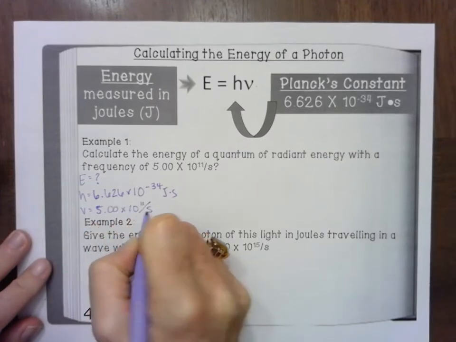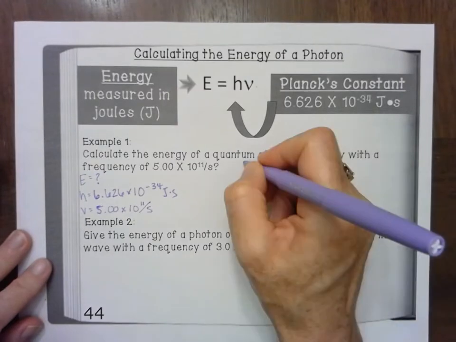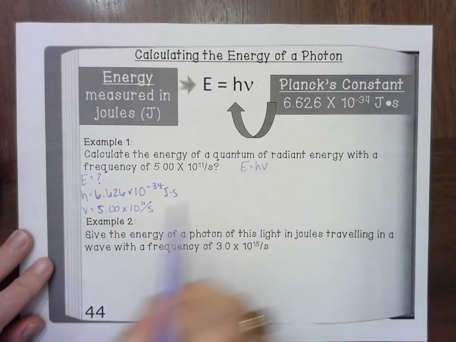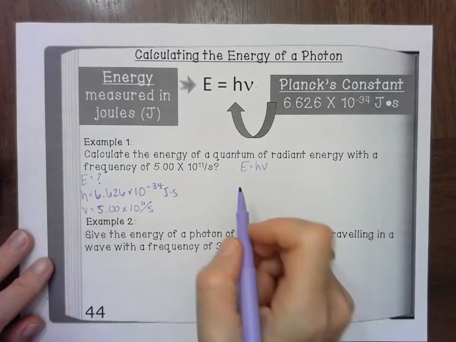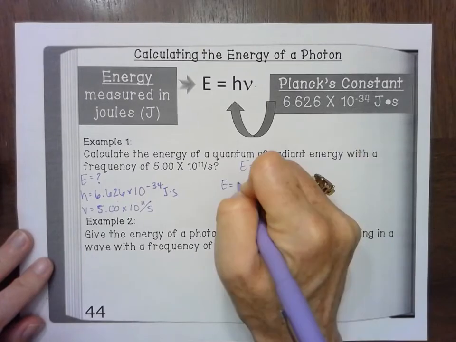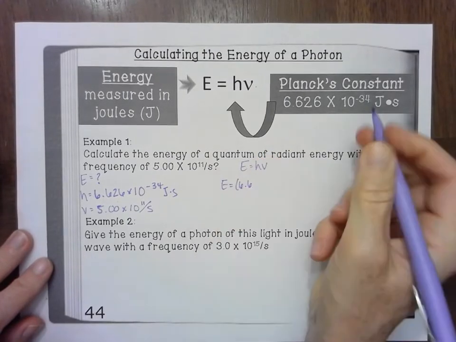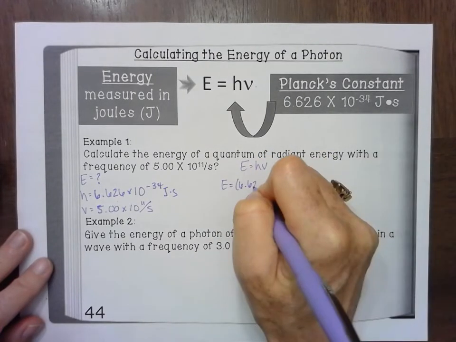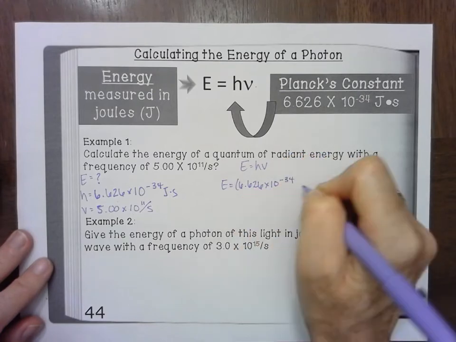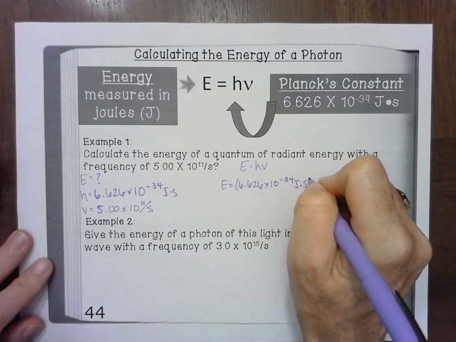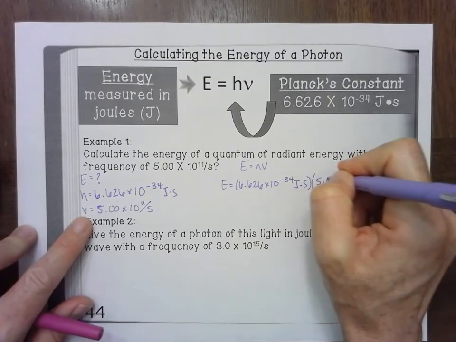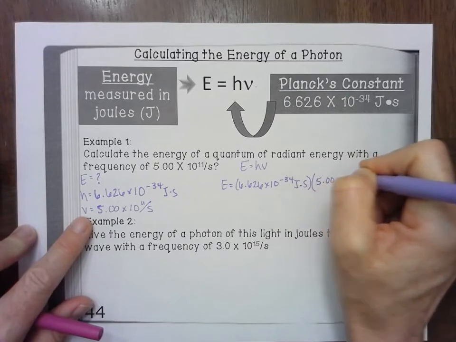After that, I'm going to write the formula. I'm going to take a look. It is solving for E. I'm looking for E, so I'm in the correct format. I don't have to rearrange anything. I'm going to take Planck's constant, 6.626 times 10 to the negative 34 joules times seconds times 5.00 times 10 to the 11 cycles per second.